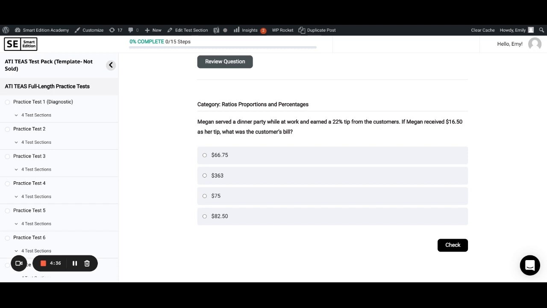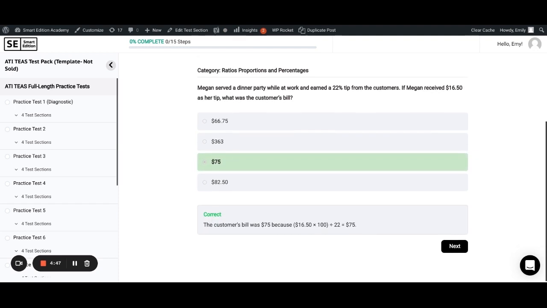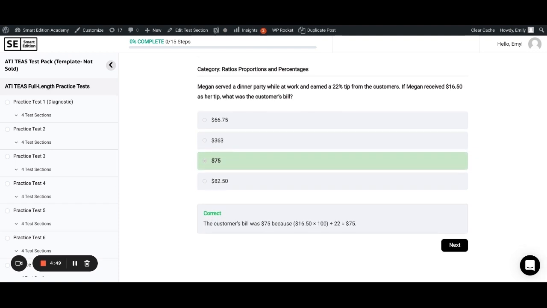So for this particular question, the answer is C, $75. And this is the math that you would use to get to that. The customer's bill is $75 because if you take $16.50 and you multiply that by 100 and then you divide that by 22, being that it's the 22% tip, you see that the bill was $75. And you can also solve this by essentially creating a proportion, which is what they did here.